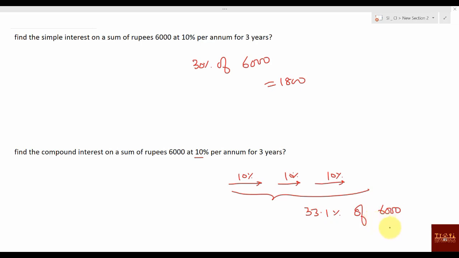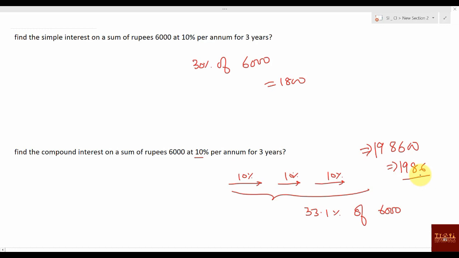So this will be how much? What will be the answer? 331 into 6, so 6, 8, 9, 000, so 00. So 98600 divided by 100. So what will be your interest? 1986 rupees. Sorry, 1986. Okay, so I think this is clear, right?